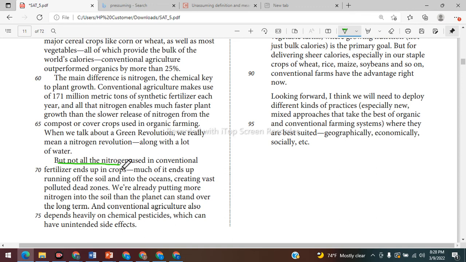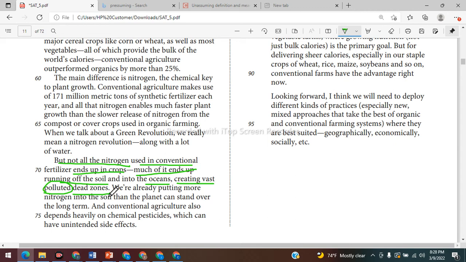But not all the nitrogen used from conventional fertilizers ends up in the crops. Much of it ends up where? Running off into the ocean. Into the what? Oceans. Creating what? Vast polluted dead zones. Dead zones, yeah, from the rain.